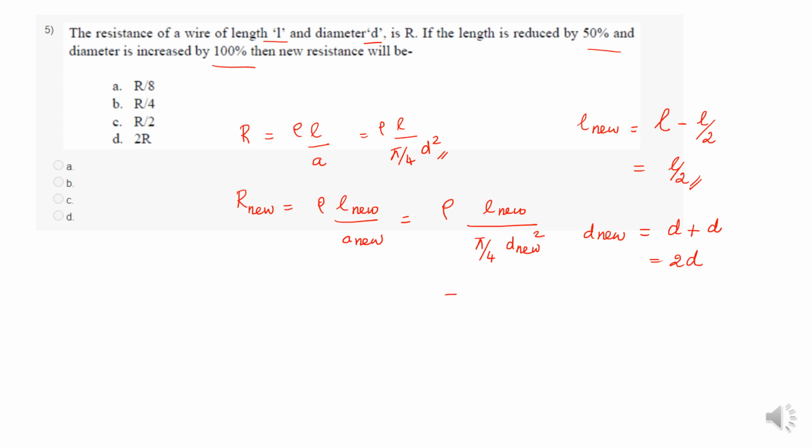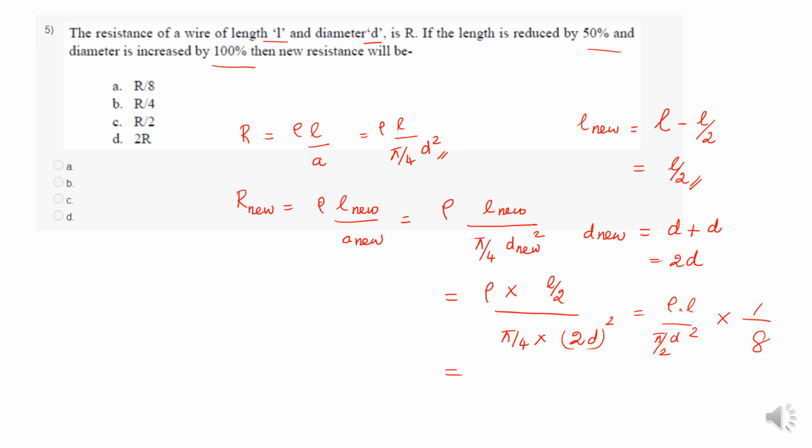Now I have to substitute the values in this equation. So L new is L by 2 divided by pi by 4 into D new, that is 2D square. Then rho into L by pi D square. You have to separate this. Here what you get is 8: already 2 into 2 is 4, 4 into 2 is 8.